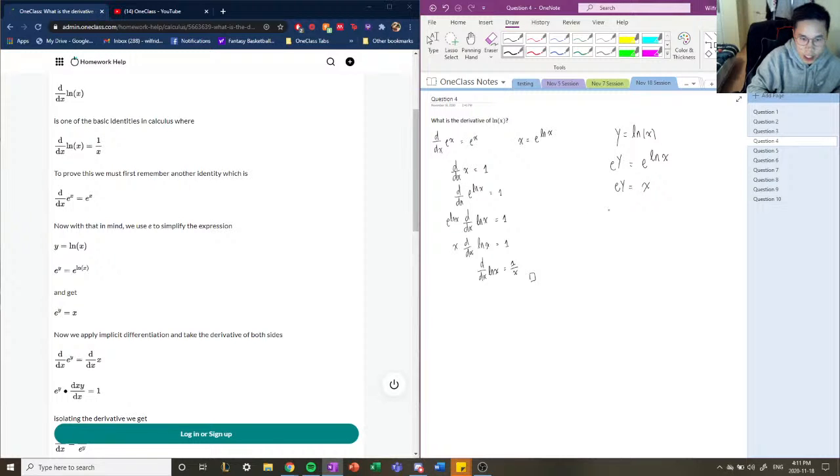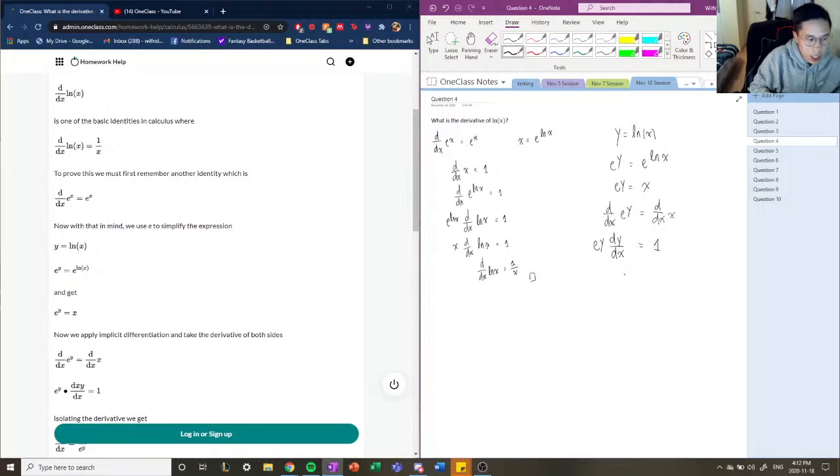Now they're going to differentiate both sides. They're going to implicitly differentiate both sides. So d/dx of e^y equals d/dx of x. Okay, they're going to differentiate both sides. Well, if they implicitly differentiate, this is a chain rule again, right? So it's going to be e^y times dy/dx, or y prime, I guess you can say, right? Because that's going to be the derivative of y. And here, you don't really need to implicitly differentiate because d/dx of x just equals 1.